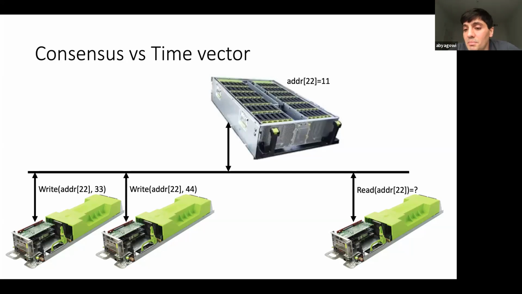If you are this machine, you may read address 22 with a value 11. That means you read before these packets arrived, or you may read it after the first one makes the change, or you may read after the second one made the change. So you don't have consistency. This is not okay if you're dealing with applications that are sensitive, which I will go through some of them. You're basically breaking something called linearizability.